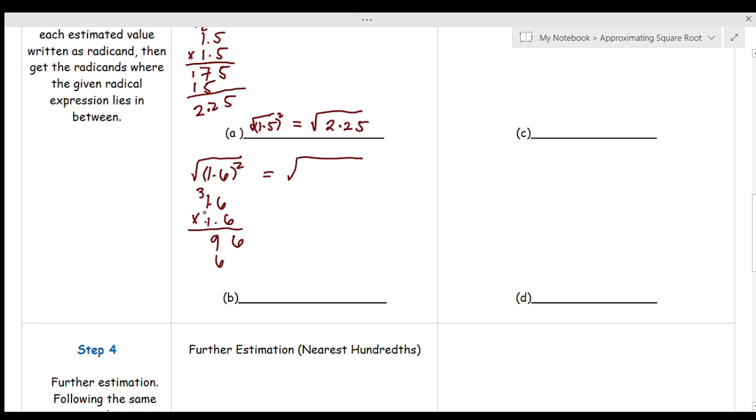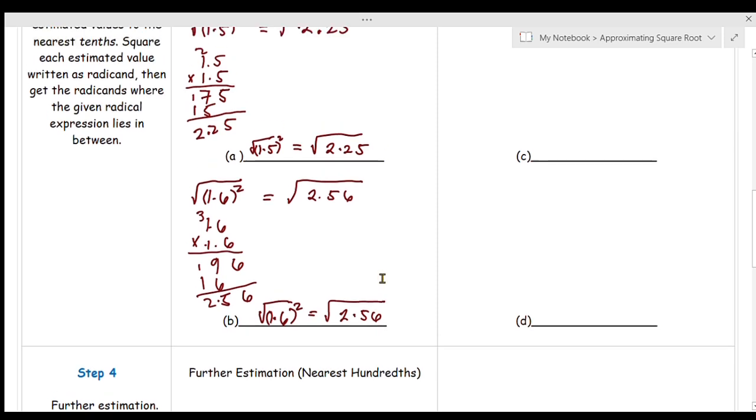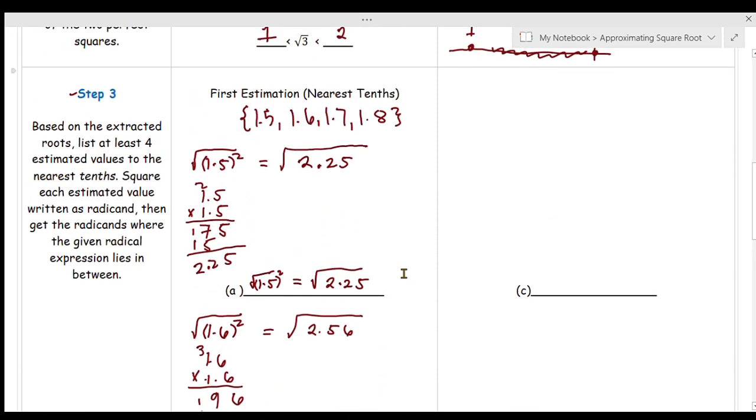Then also we have this one, 6. And 9 plus 6 is 15. So we have 2.56. So meaning to say, the square root of 1.6 raised to 2 is equal to 2.56. So we are done with our first 2 estimations.